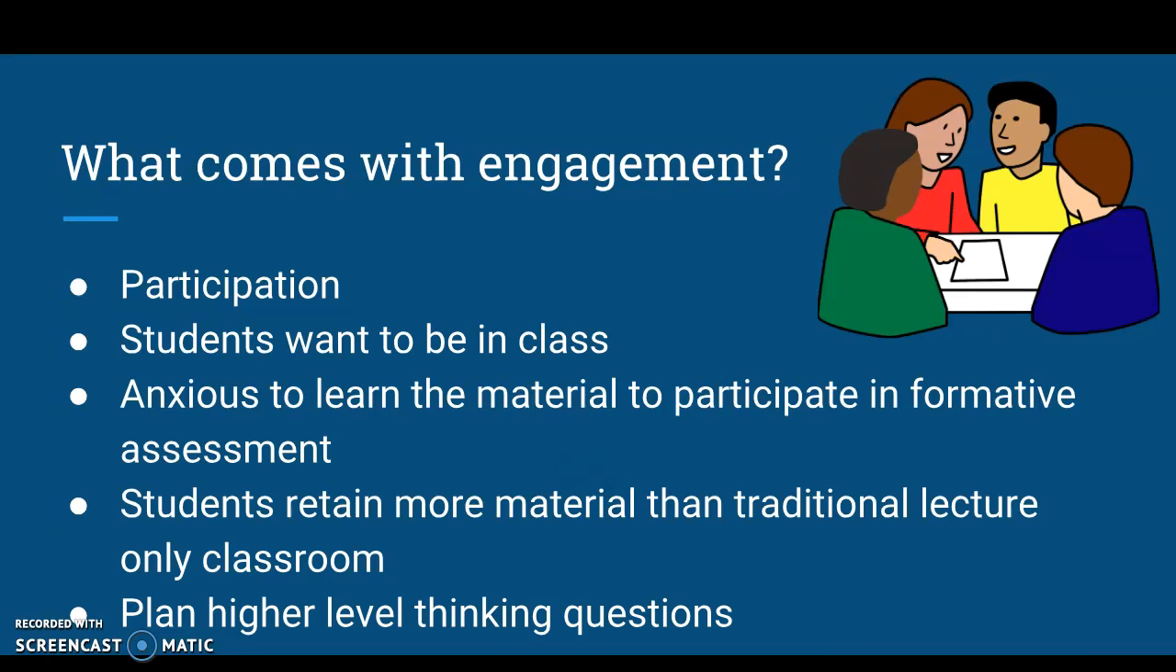Students retain more material than in a traditional lecture-only classroom. That is coming from an article that was talking about a college lecture hall in which a professor strictly lectured for a long time and then started incorporating student response systems within his traditional lecture. So he still lectured the same, but he put questions up there for the students to respond to via some kind of clicker device. And it really made his scores and his participation and his attendance go up because these kids were actually really engaged in learning.